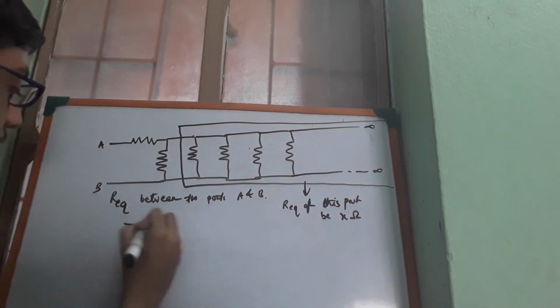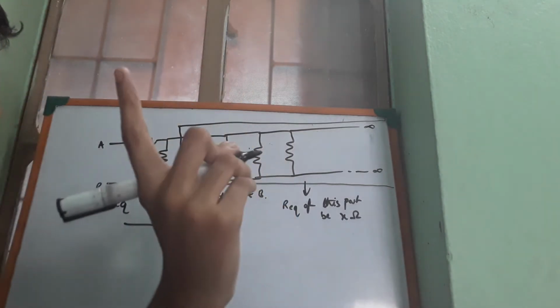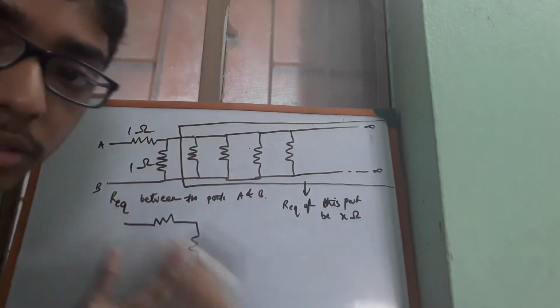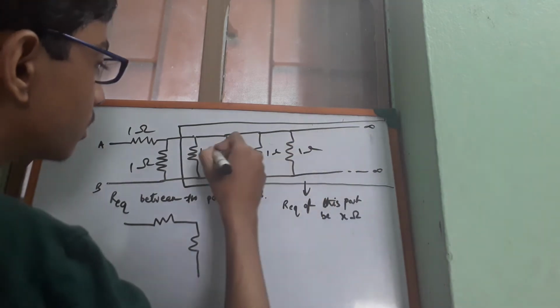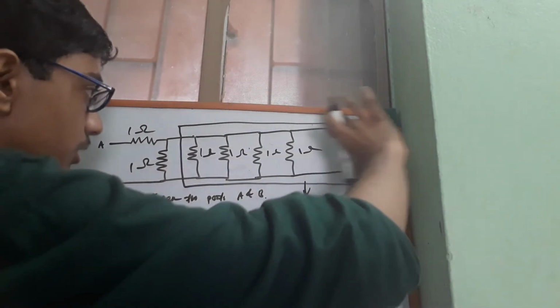So that means we can redraw the circuit like this. By the way, I missed one part of the question. Let all of these be 1 ohm resistances. If the value of the resistance is not given to you, how will you solve the question? All of these are 1 ohm. So let's assume the equivalent resistance of this part to be x.